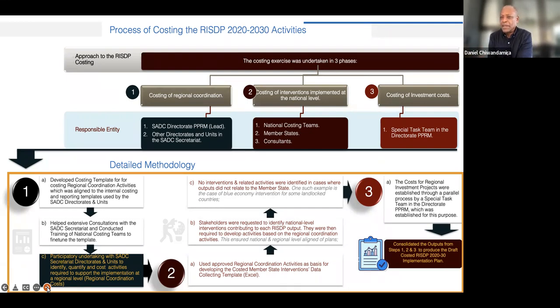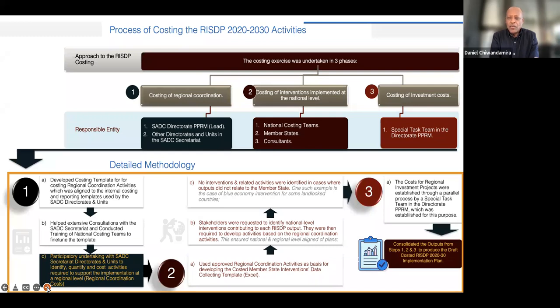And then the third pillar is the costing of investment projects. And this exercise was led by a special task team in the Directorate of PPRM, and also they've been working closely with the other directorates and also with the member states in coming up with the investment costs.